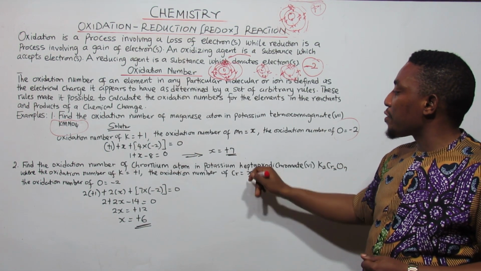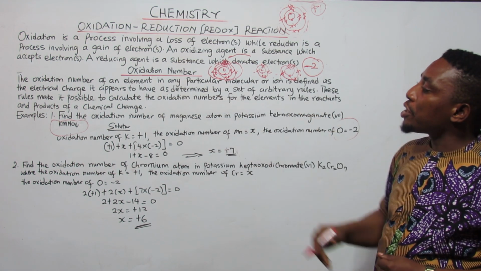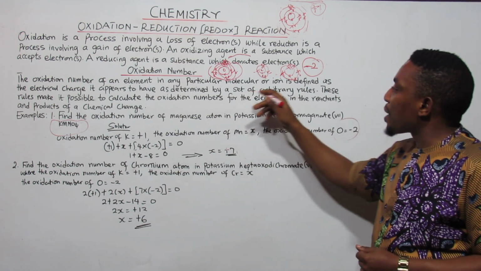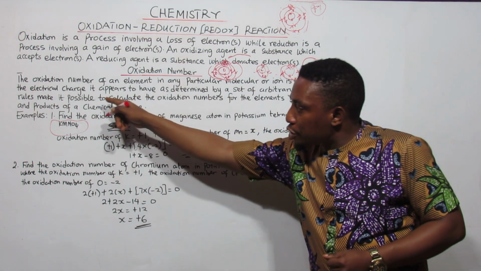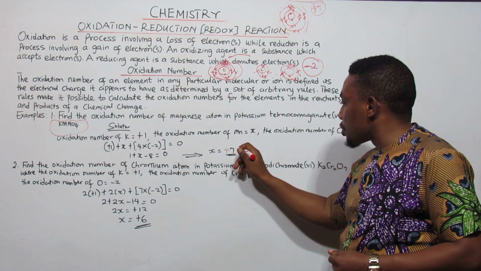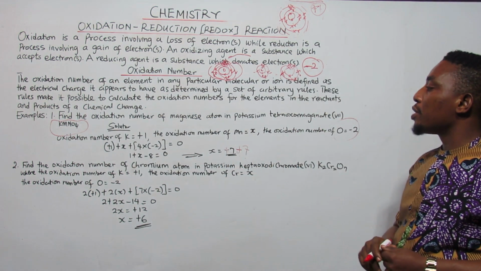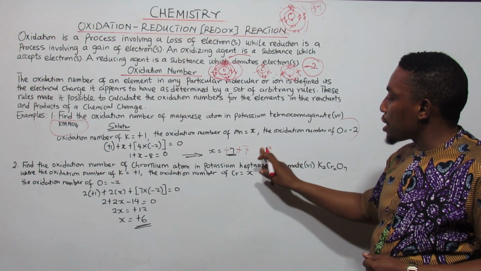And instead of writing 7, you say plus 7, because we define the oxidation number of an element in any particular molecule or ion as its electrical charge. So there must be a charge. Not 7, but plus 7. If it is minus, we write minus 7. But the answer is plus 7.